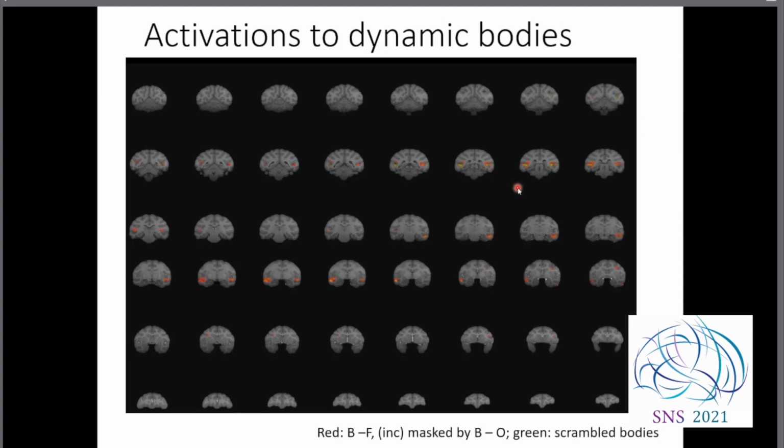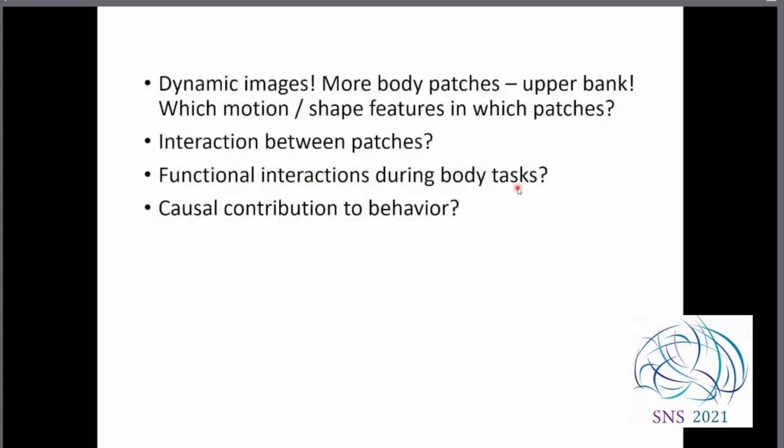As we speak, we are scanning a second one, and there are very exciting new results. The plan is basically to look more into these dynamic images, because we see more body patches, especially in the upper bank of the STS. We want to see which motion and shape features are present in these different patches, we want to study the interaction between the patches, and of course we're also very interested in the causal contribution of these patches to behavior, which is still an open question. So this is where I would like to conclude, and I thank you for your attention, and I'm happy to take questions.